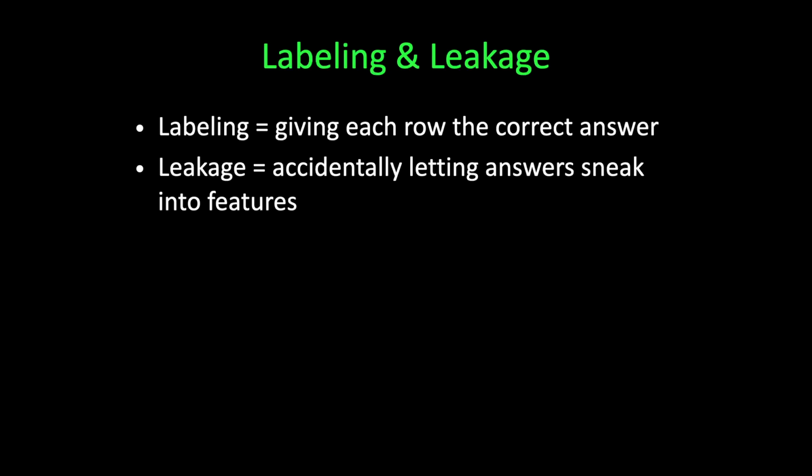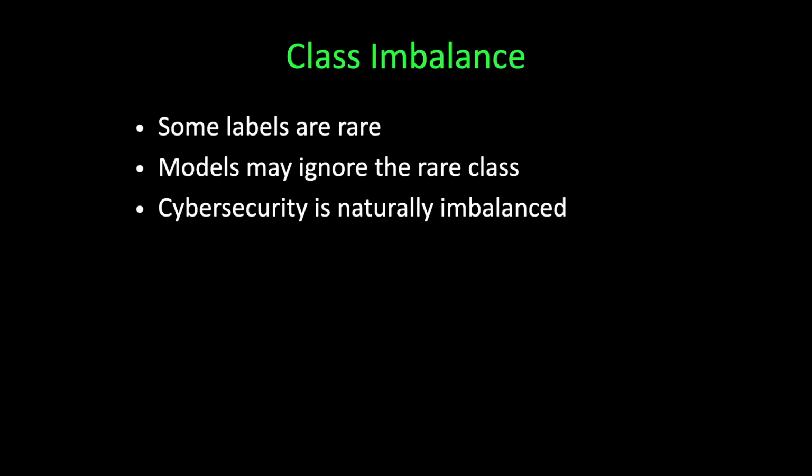Leakage, on the other hand, is what happens when we accidentally let the answers sneak into the features. So imagine you're training a model to predict whether a student will pass a course, and one of the features is final grade. Well, that's sort of cheating, right? The model then already has the answer hidden within its inputs. In cybersecurity, leakage might look like training on a data set where the timestamp of when the log was flagged is included as a feature. That tells the model more than it should know and makes the model look smarter than it really is. So labels are the answers that you want the model to learn. Leakage is the answers hiding where they don't belong.